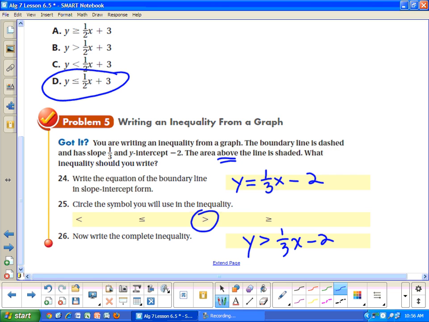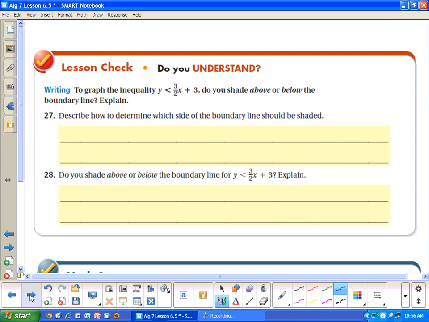All right, lesson check. Graph y is less than 3/2 x plus 3. Do you shade above or below the boundary line? Explain. Less than, we have found that we're always going to be below the line. And that's because less than is below the boundary line. Do you shade above or below the line for y is less than 3/2 x? And I think we answered that question.